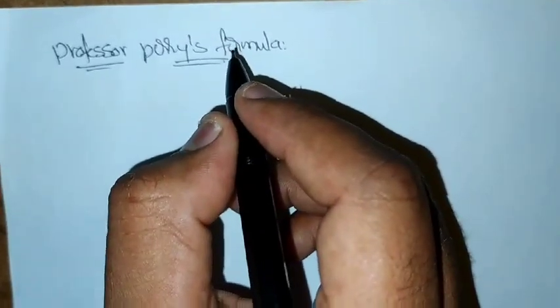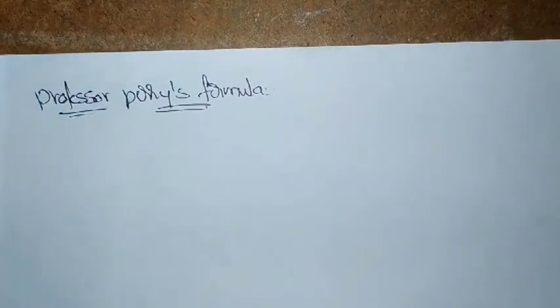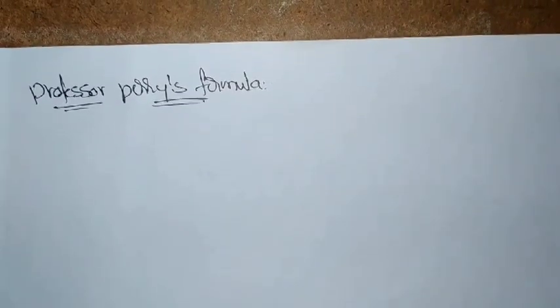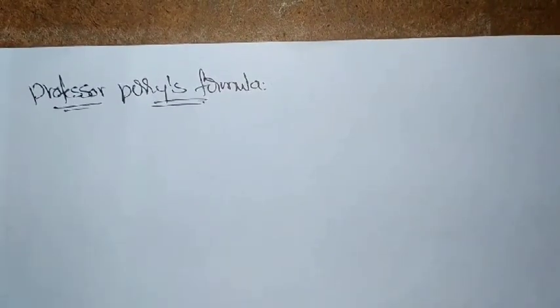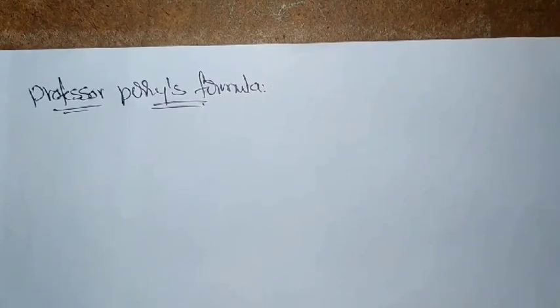So to determine the safe load in an eccentric column, we are going to use Professor Perry's formula. It is useful to determine the safe load in an eccentric column. Similarly, we don't have any difference here. Directly we are going to find the direct stresses and bending stresses, combine them, and find the equation. It is quite similar to the previous one.